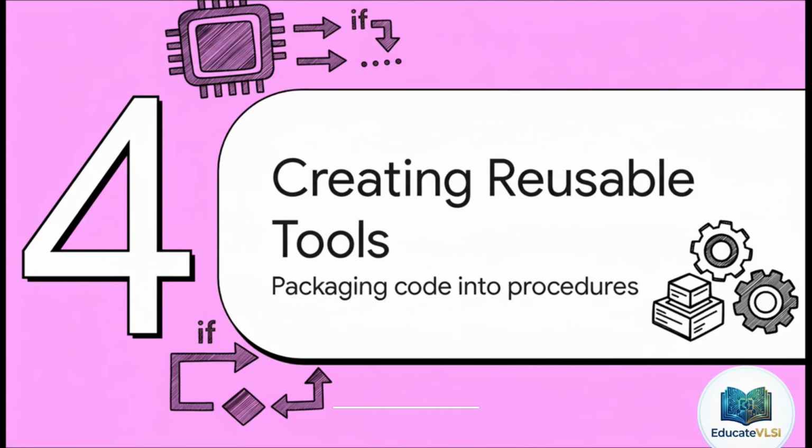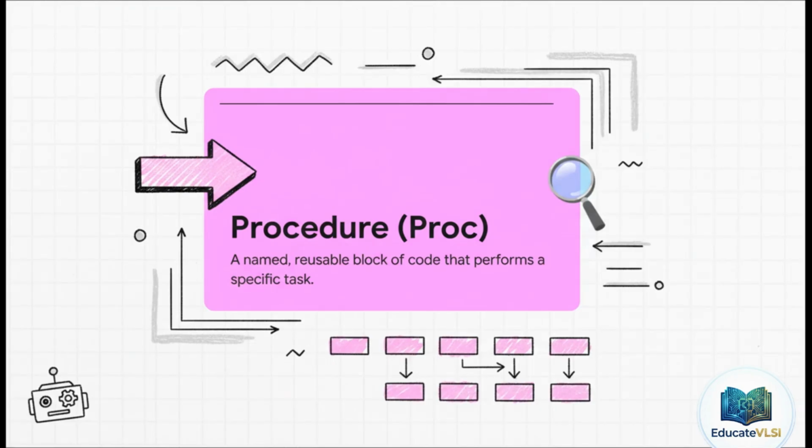All right, let's take a quick look back. We have variables for memory, if statements for making decisions, loops for repetition, and now lists and dictionaries to handle complex data. We've got all the pieces. Now for the final and maybe most important step, packaging our code into reusable tools so we're not constantly reinventing the wheel. We do this with something called a procedure. You might have heard it called a function in other languages, but the idea is the same. It's a block of code that does one specific job, and you give it a name. Then, whenever you need that job done, you just call it by its name.